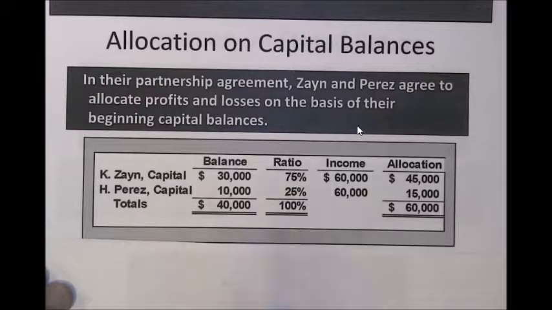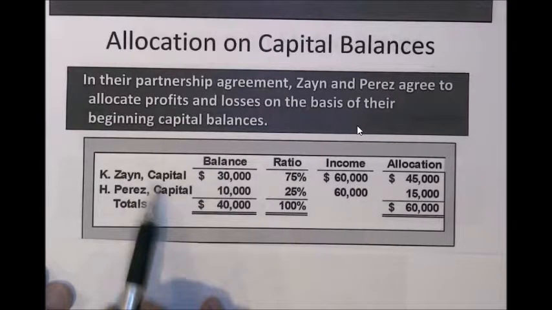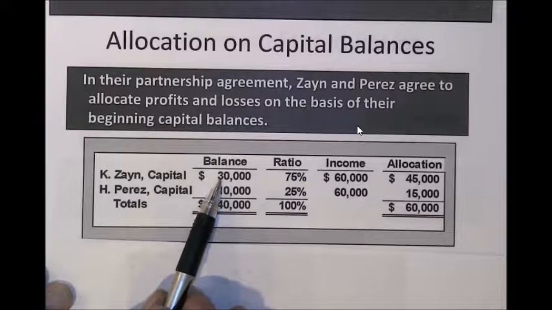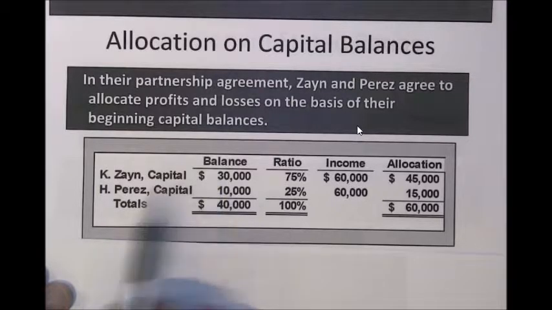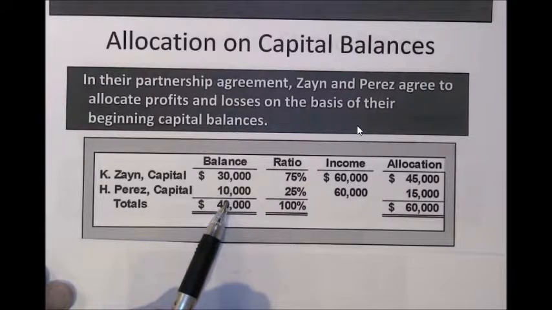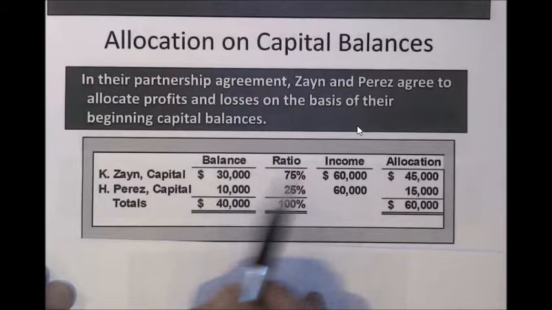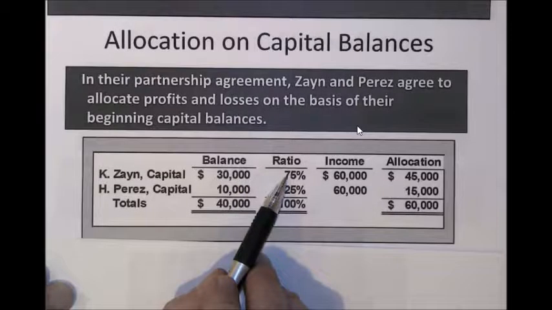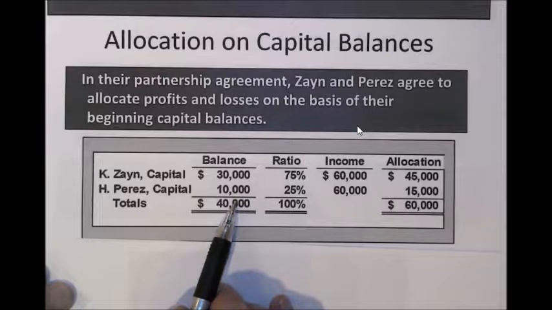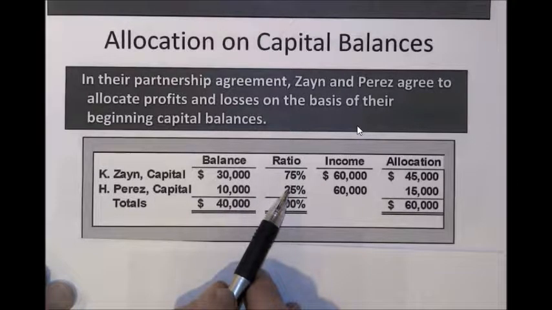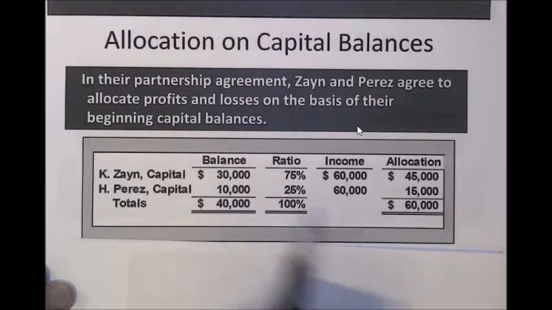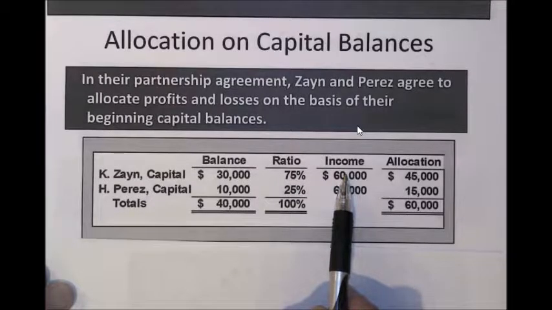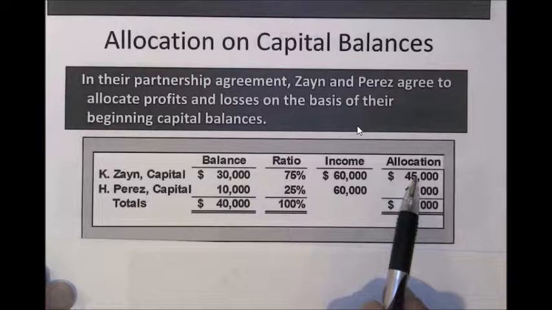So what we have is capital balances, right? Zane had a capital balance of $30,000, remember, at the beginning of the year, and Perez has $10,000. We just take that as a percentage, right? So $30,000 as a percentage of $40,000 is 75%. $10,000 as a percentage of $40,000 is 25%. Total of 100, right? I take 75% times 60,000 means that Zane's share is 45,000.